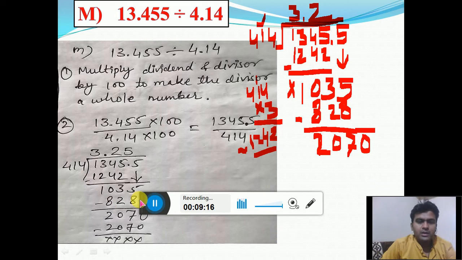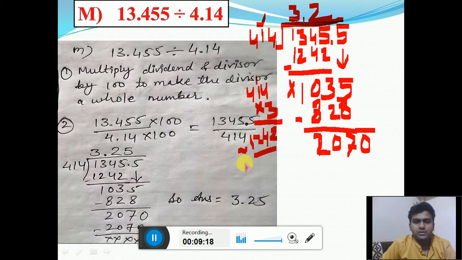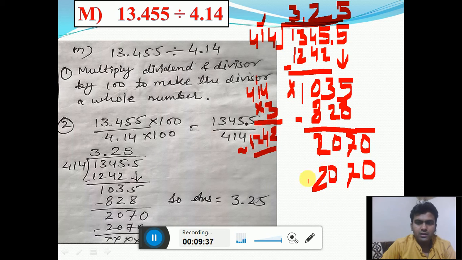Now read the table of 414. So 414 into what? 5. 414 into 5 will result in: 5 4s are 20, carry over 2, 5 1s are 5, plus 2 is 7, and 5 4s are 20. So as we got 0 0 0 here, nothing is left. So the answer is 3.25. So our answer is 3.25.